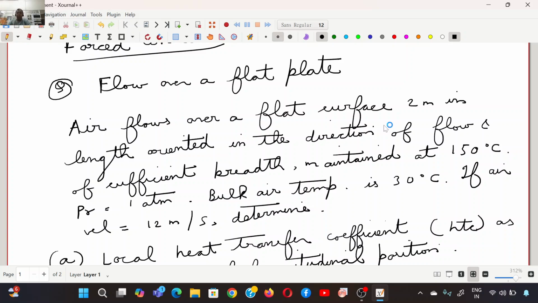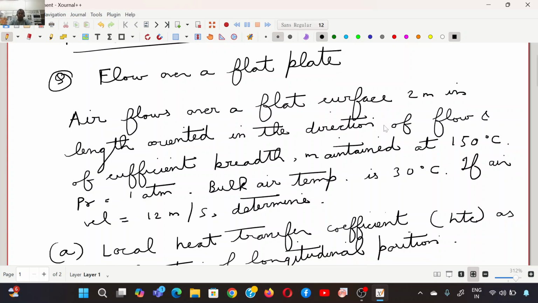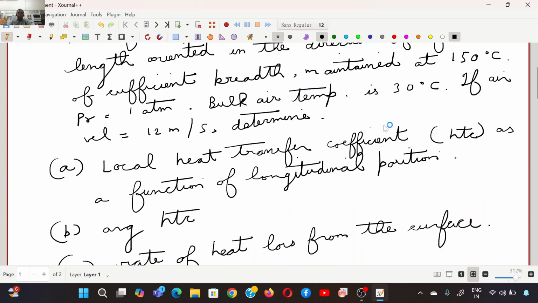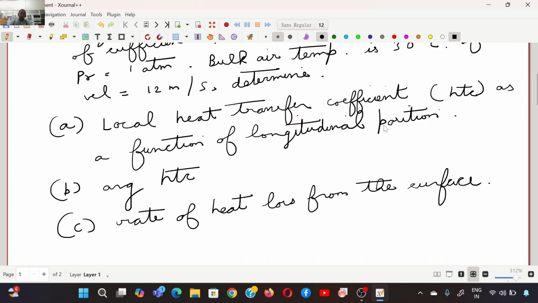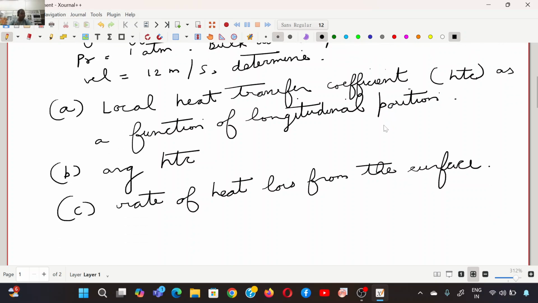Air flows over a flat surface 2 meters in length oriented in the direction of the flow. Okay, so it is parallel to the flow direction and of sufficient breadth, maintained at 150 degrees Celsius. Pressure is 1 atmosphere. Bulk air temperature is 30 degrees Celsius. If air velocity is 12 meters per second, determine the local heat transfer coefficient as a function of longitudinal position. Second part, the average heat transfer coefficient. And the third part, rate of heat loss from the surface.